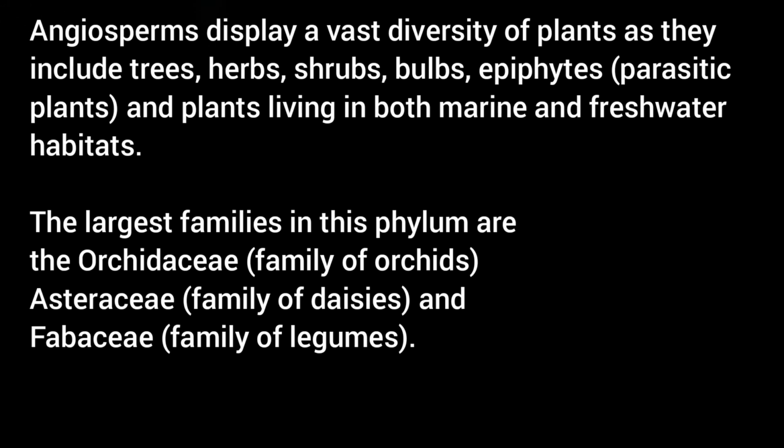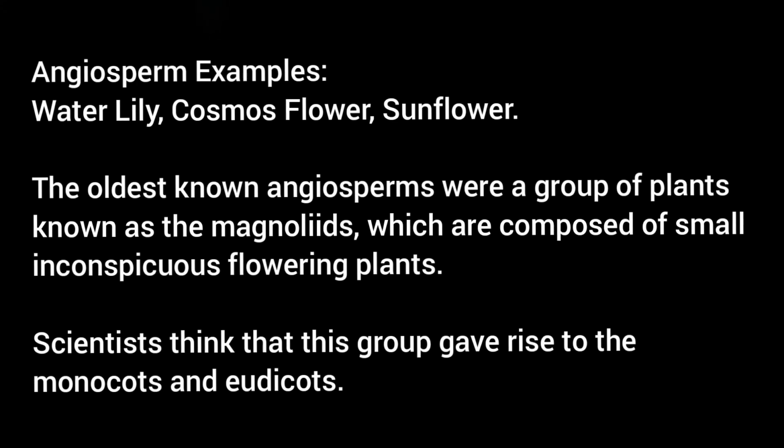The largest families in this phylum are the Orchidaceae, family of orchids, Asteraceae, family of daisies, and Fabaceae, family of legumes. Angiosperm examples: water lily, cosmos flower, sunflower. The oldest known angiosperms were a group of plants known as the magnoliids, which are composed of small, inconspicuous flowering plants. Scientists think that this group gave rise to the monocots and eudicots.